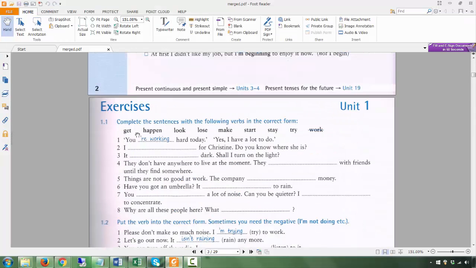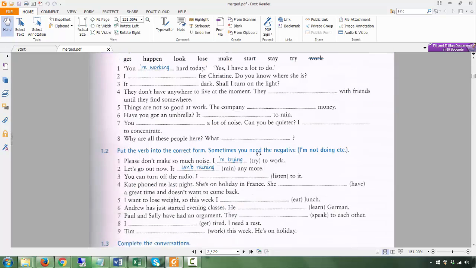Okay, so that's the reason why this is all about basic. I think this is in a positive, this whole 1.1. 1.2, sometimes you need a negative. Okay, not always. You have to read the whole statement, and basically it's logical. For example, let's do number 3. You can turn off the radio. You don't say you can turn off the radio, I am listening to it. I mean, of course, if you can turn off the radio, it means I am not, right? So just use your common sense. This will be the negative. This could be a negative or positive, okay? You just have to read through each one of them.